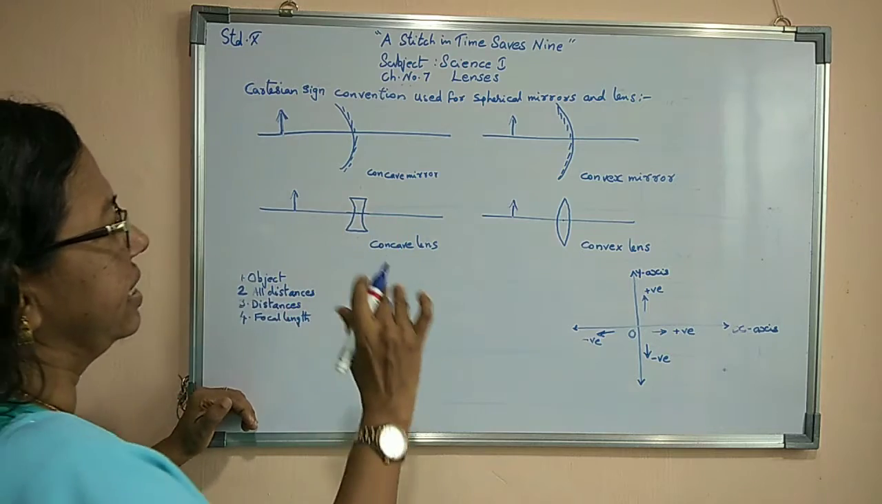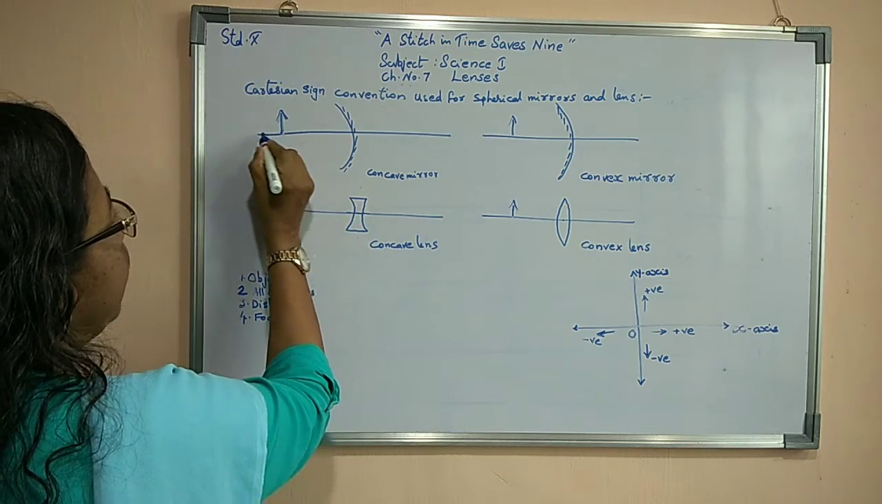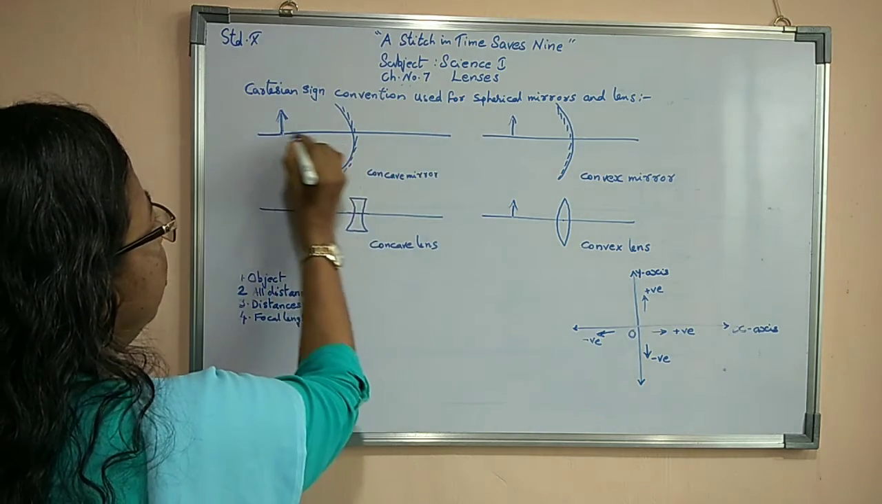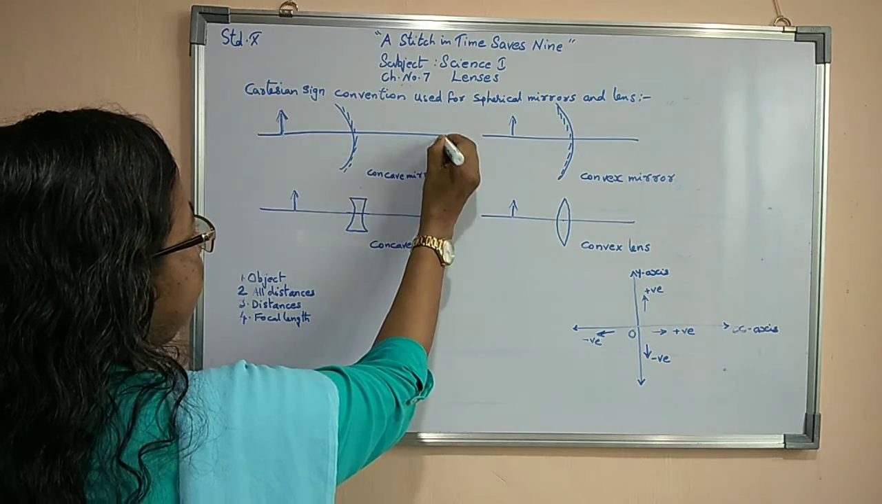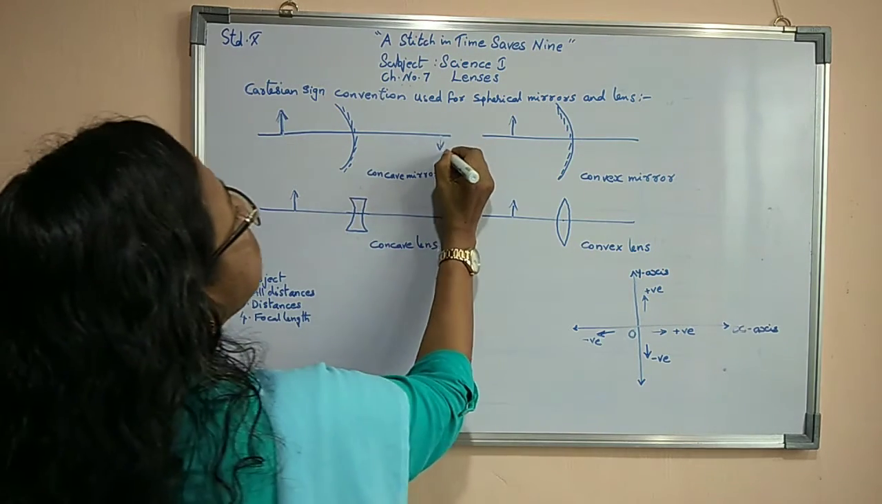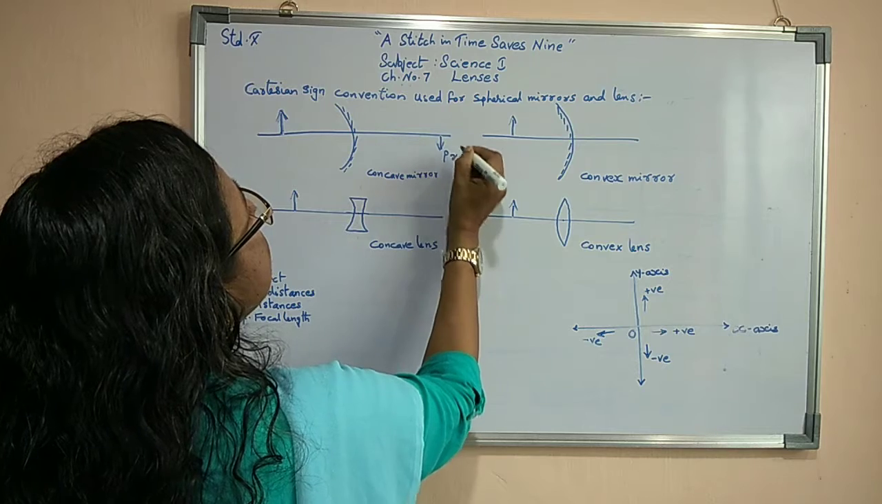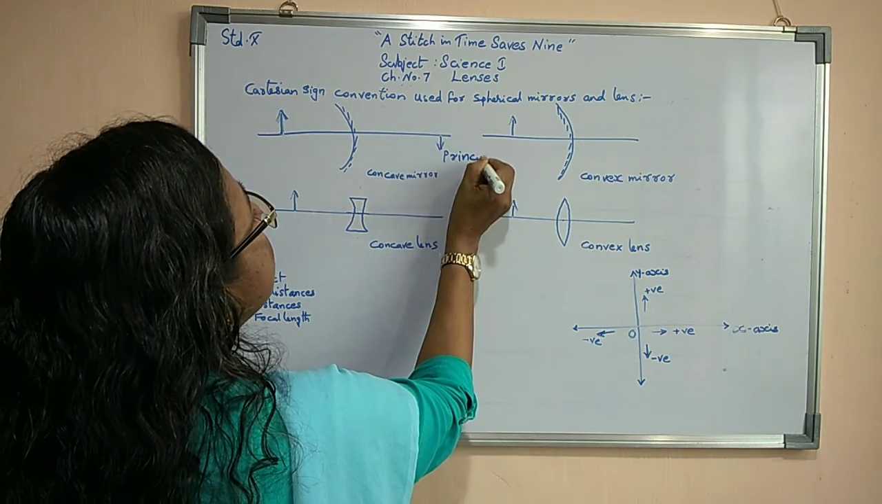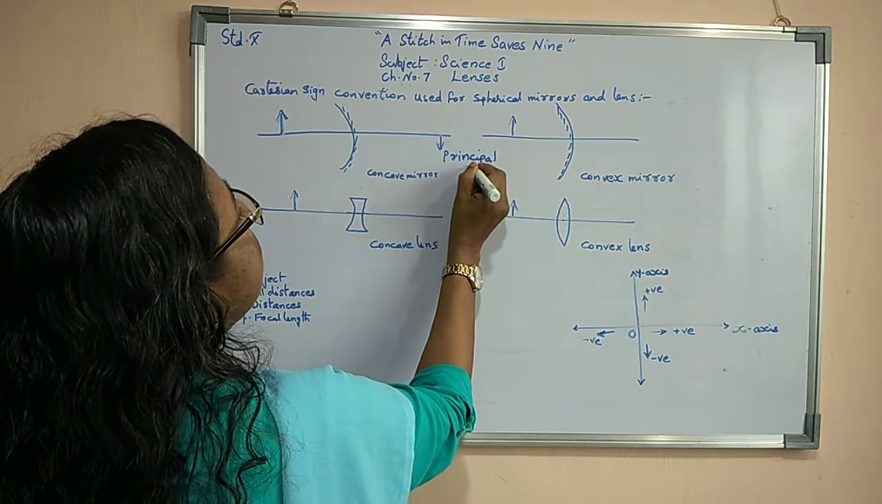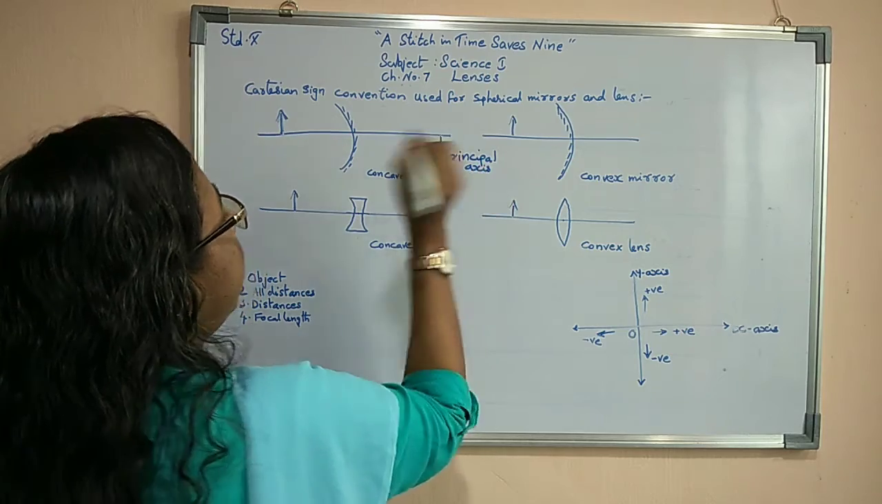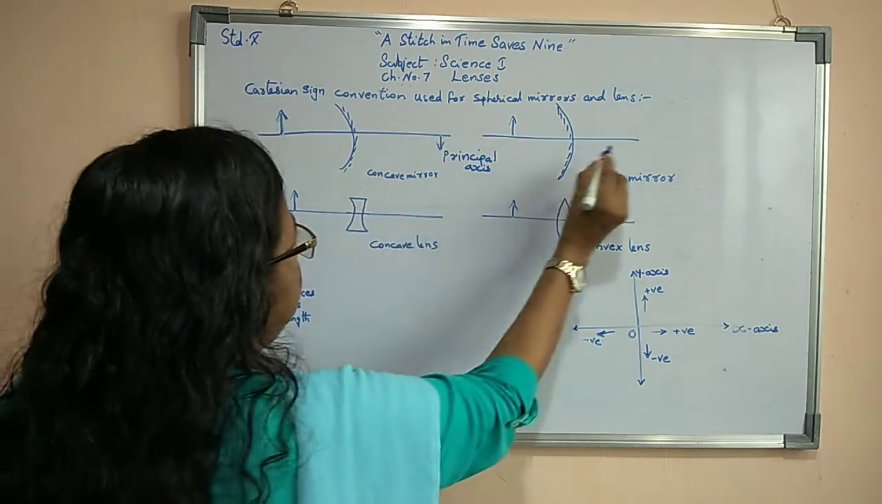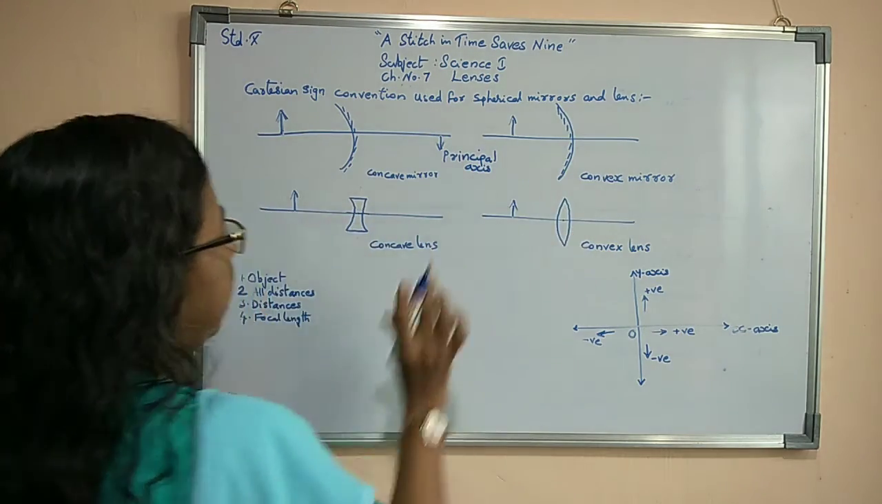Now the second point, that is all distances. All distances we are measuring from the principal axis. This is known as the principal axis. In all cases, the straight line which is passing through is the principal axis.